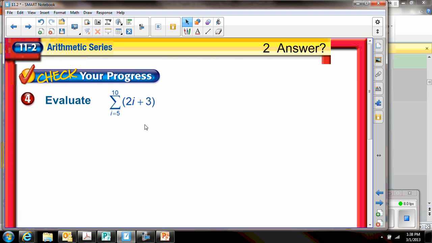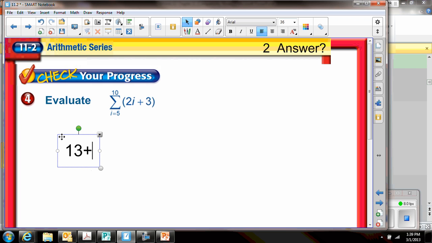So let's try another one. I have the sum of 2i plus 3. So again, 5 is where I start, 10 is where I end. So I start with 5. 2 times 5 is 10, plus 3 gives me 13.